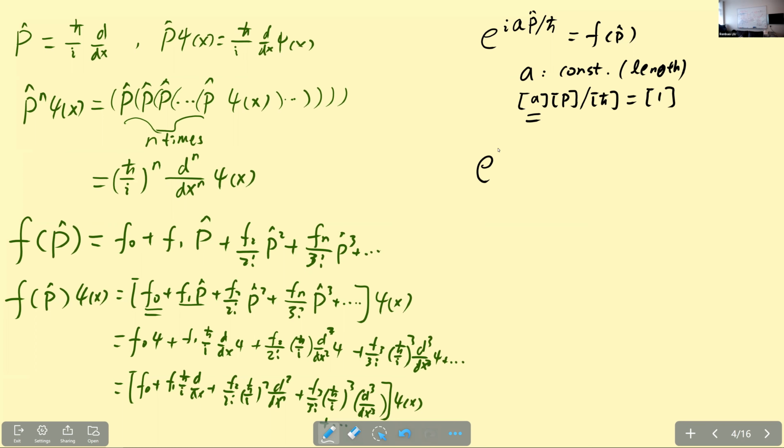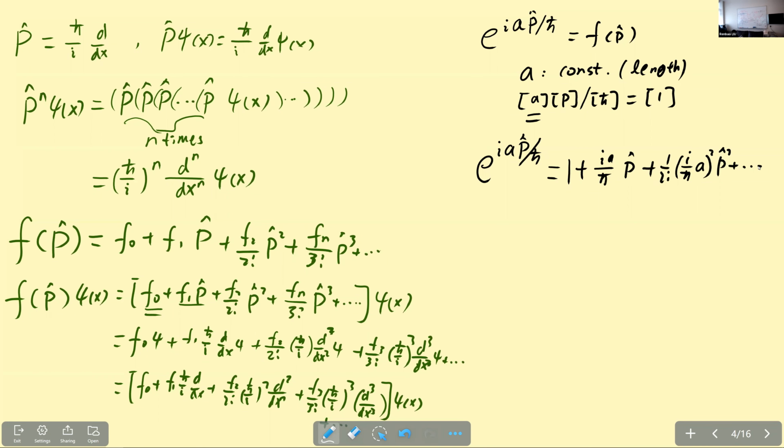Let's do the expansion of this one. Taylor expansion. By definition this should be 1 plus iA over h bar and the P, right? And then plus 1 over 2 factorial, i over h bar times A squared and P squared. You can go to higher order terms, okay? All right, so these are the definition of this exponential function of this operator, okay?